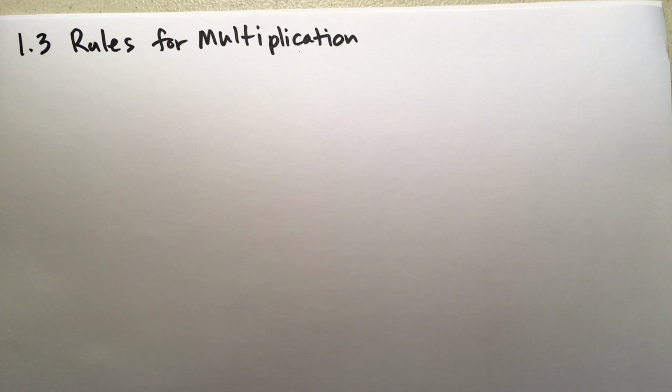We're covering rules for multiplication, which is section 1.3 of Serge Lang's Basic Mathematics. And in this section, we're going to learn about using logic and theorems and math to solve multiplication problems, or rather, how to avoid multiplying as much as possible.